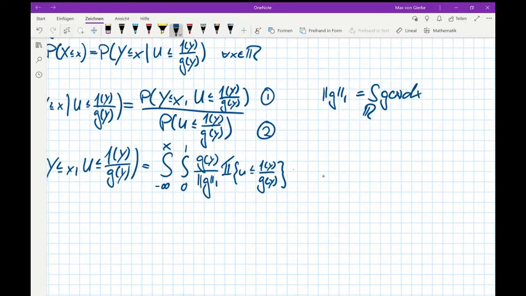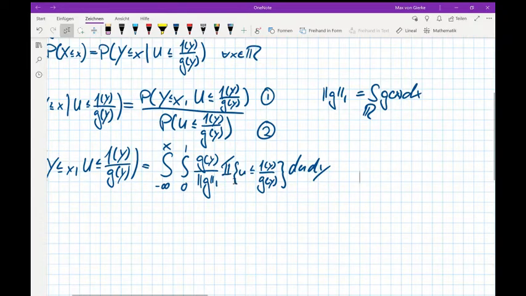Yeah, du dy. Okay. And well, what we naturally want to do now is to somehow get rid of this indicator function, because we don't like computing with indicator functions. It's pretty obvious that we want to put this indicator function in the integral boundaries.